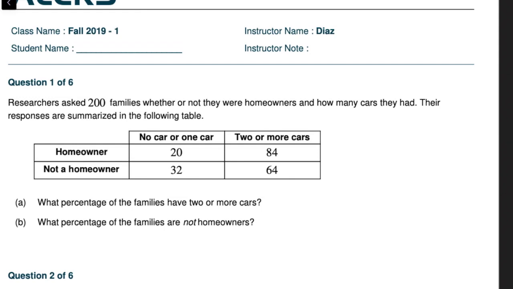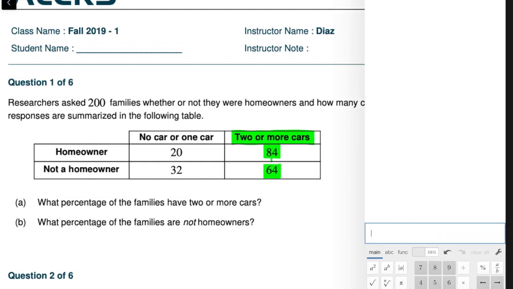Part A. What percentage of the families have 2 or more cars? Okay, so now we have to find out how many members have 2 or more cars. So looking at my table, here's my 2 or more cars. So I'm going to have to add this 84 and the 64 to get how many people had 2 or more cars. So I'm quickly going to go ahead and do 84 plus 64. That gives me 148.